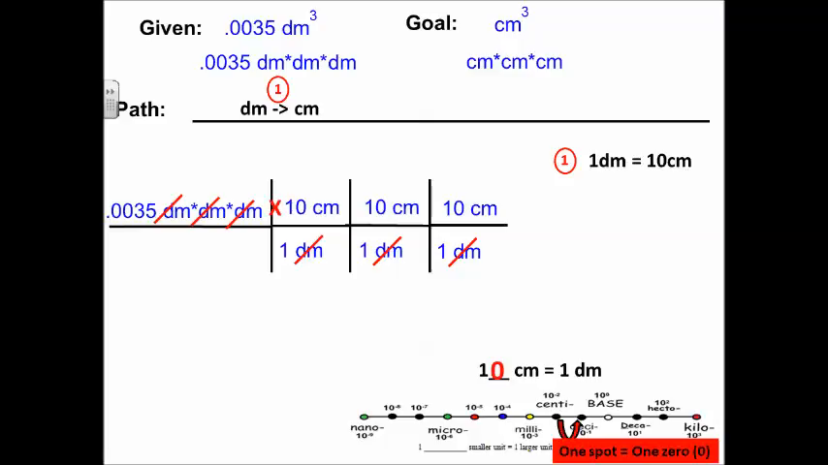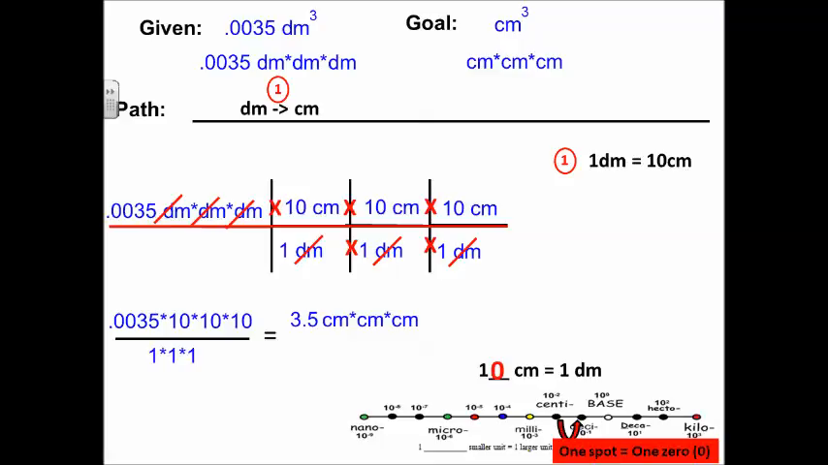And now we can go through and start solving for this. We're going to take everything on top multiplied together. In that case, we're going to get 0.0035 times 10 times 10 times 10, which is equal to 3.5. But please remember your units multiply as well. Centimeters times centimeters times centimeters. Well, we need to divide that by everything on bottom, which is just going to be 1 times 1 times 1. So, doesn't do a whole lot. And there you go. That is how you get your answer of 3.5 centimeters cubed.